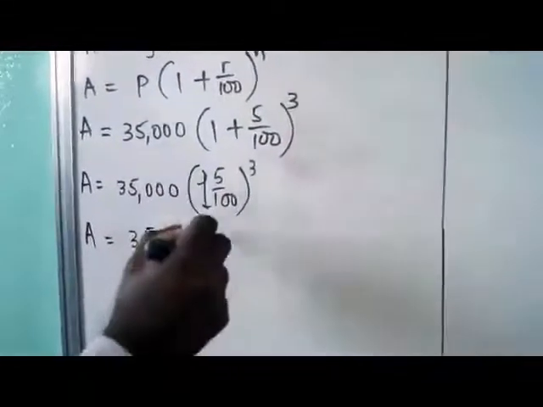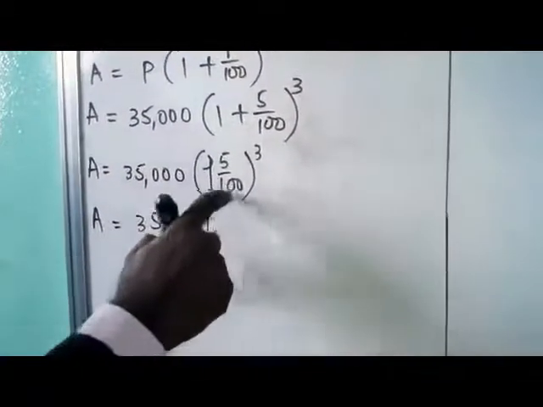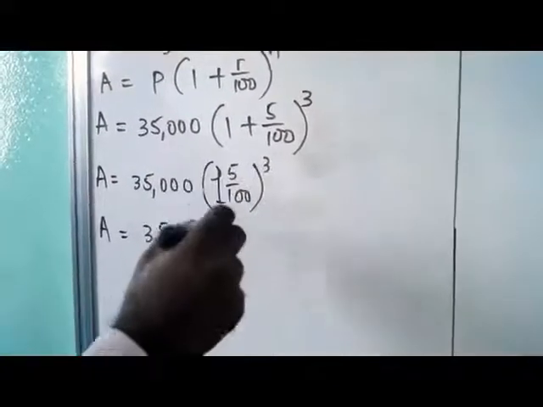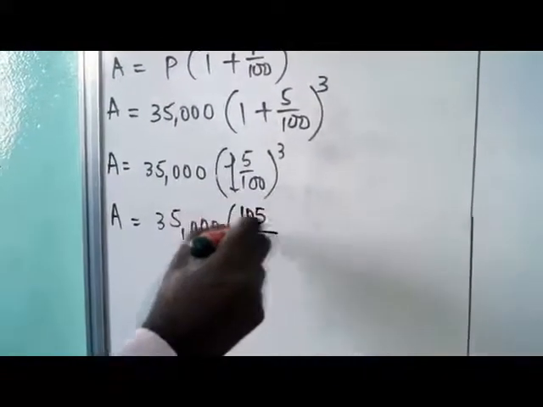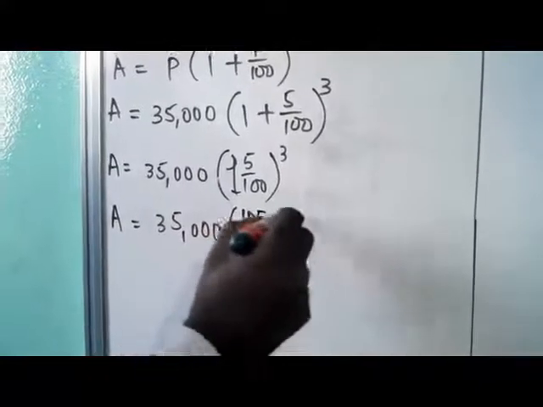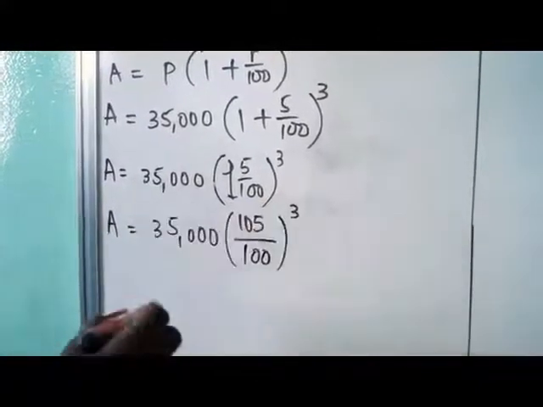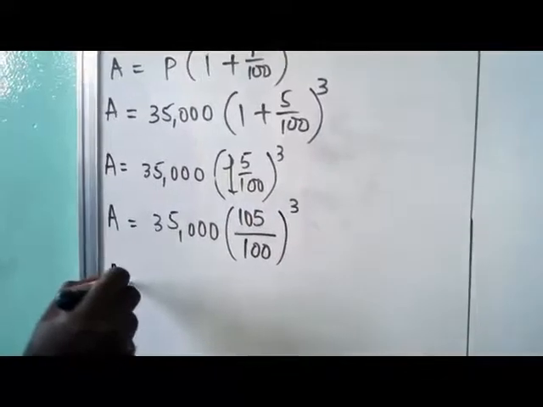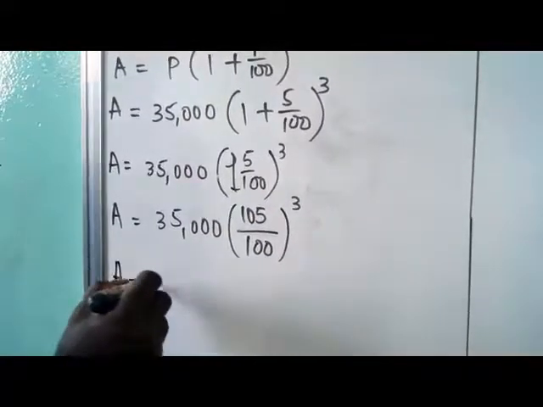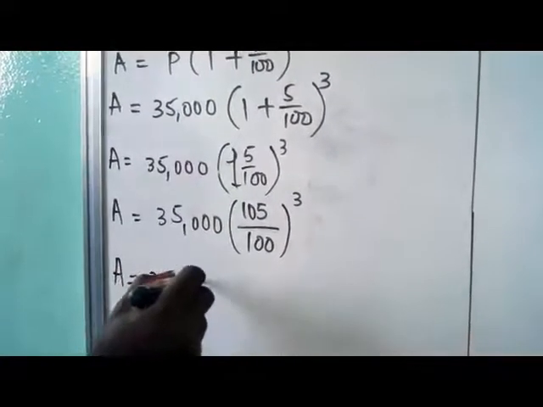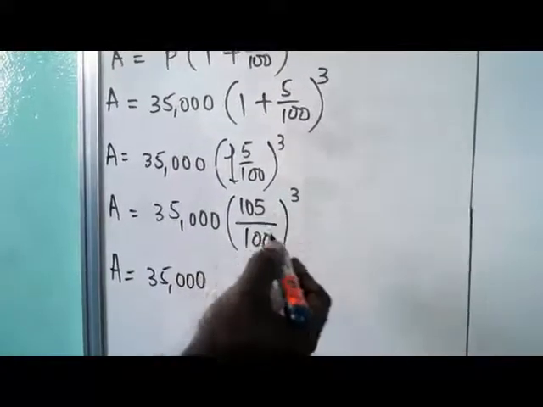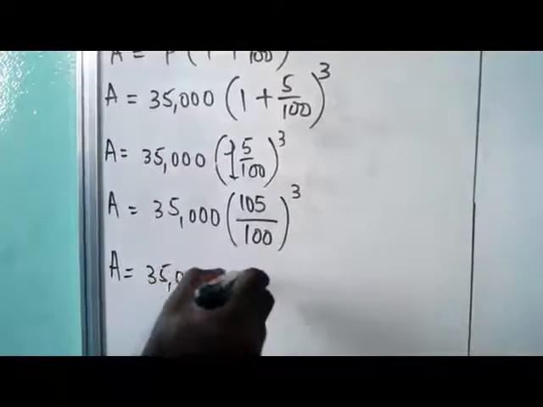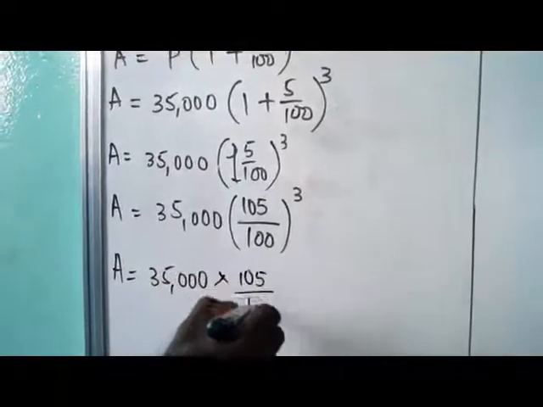Now this can also be written as an improper fraction. 100 times 1 is 100 plus 5 is 105. So you have 105 over 100. Right, then you find the cube of that. So we can repeat this as amount, the last amount, equals 35,000. The cube of this is multiplying this by itself in 3 places. It will be times 105 over 100.